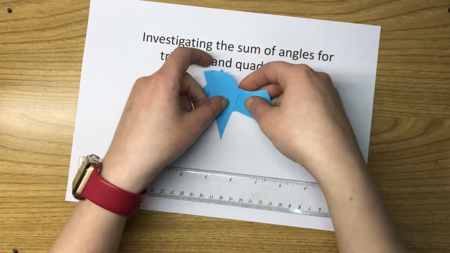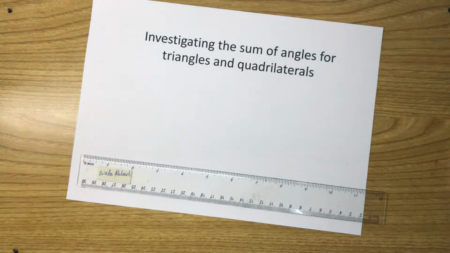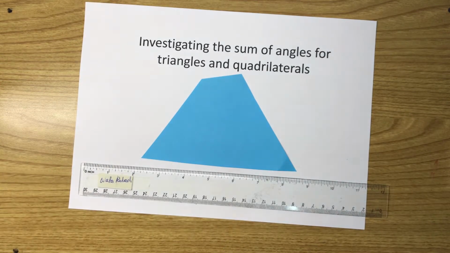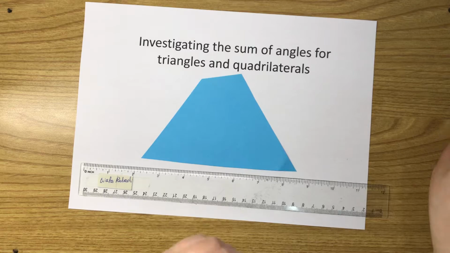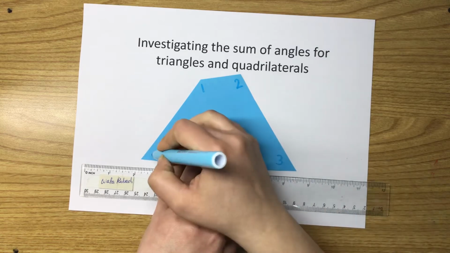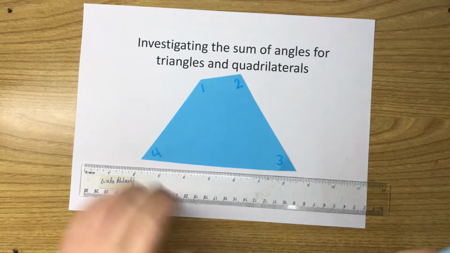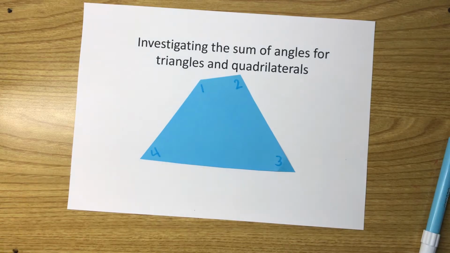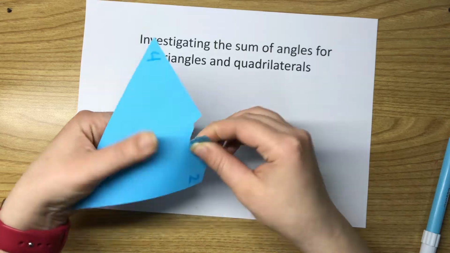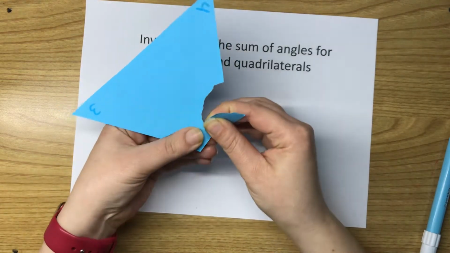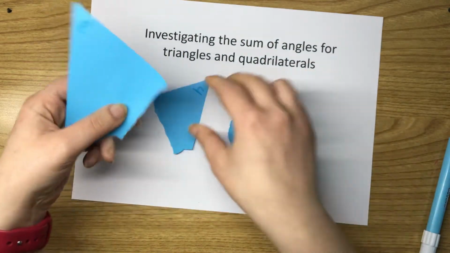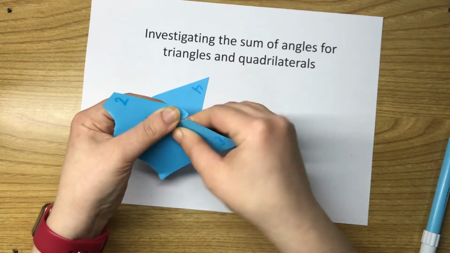Let's do the same investigation for a quadrilateral. This is an irregular quadrilateral. Okay, I'm going to name the angles. Angle number 1, 2, 3, and 4. Okay, I'm going to rip the angles apart. Carefully. This is angle number 1, this is angle 4, angle 3 and 2.